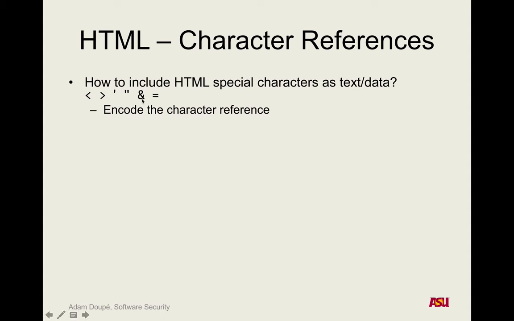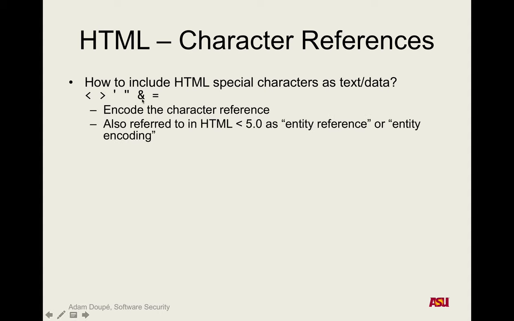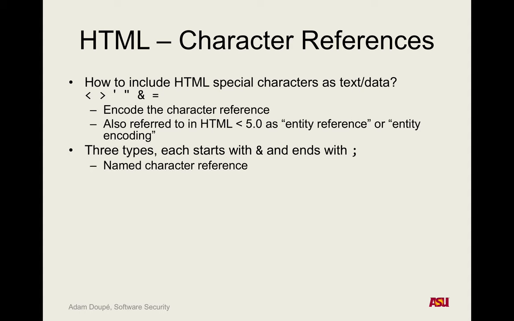The annoying thing is, we start with an ampersand. It's also referred to as entity reference or entity encoding. Names have changed, and to make things more confusing, there's three different types of encoding. But everything starts with an ampersand and ends with a semicolon. So that's how you can see it in the HTML text. There are three different types.